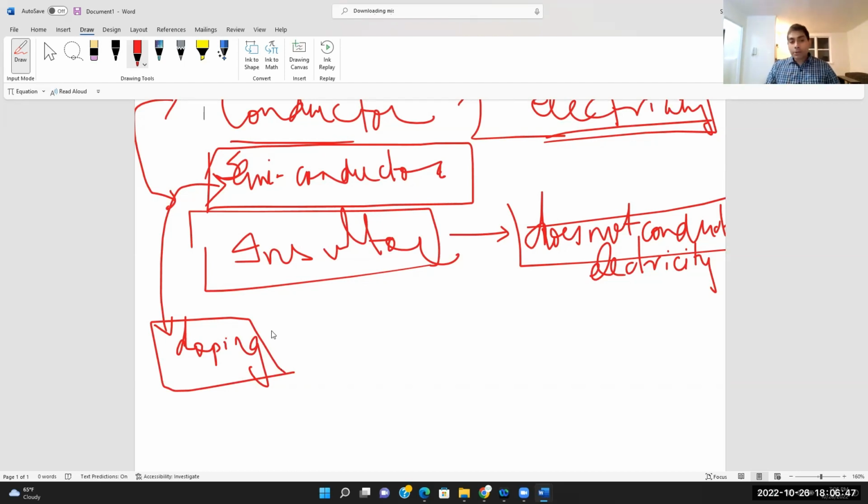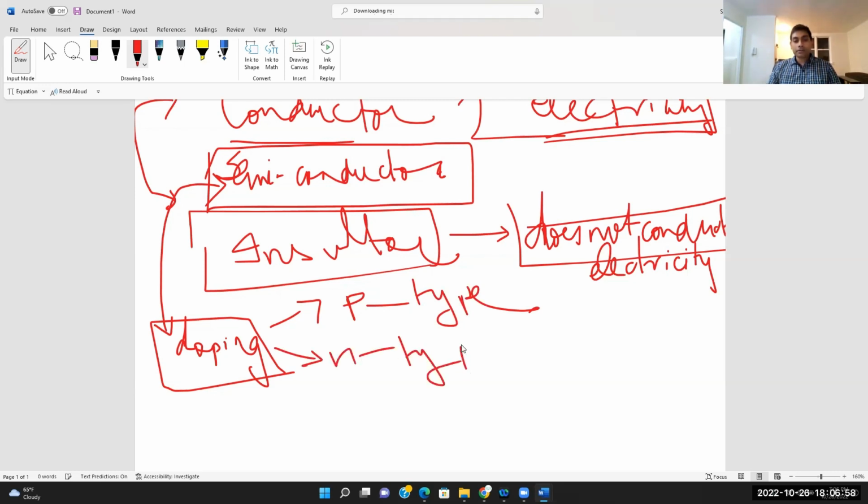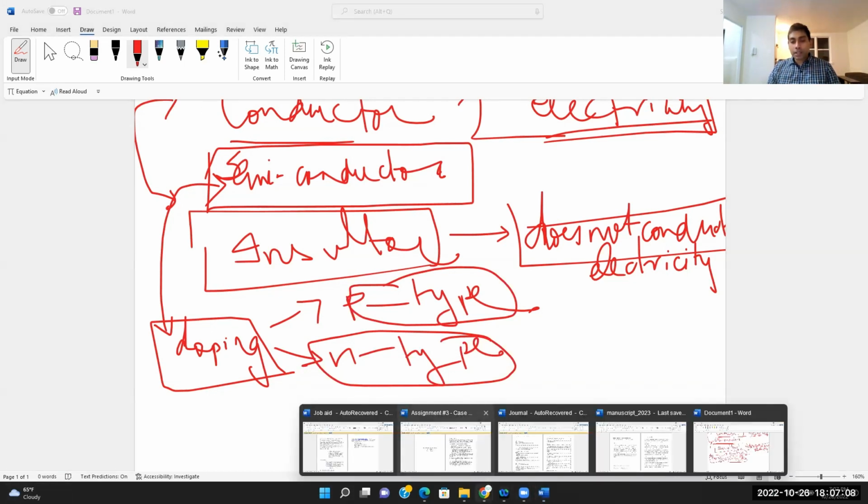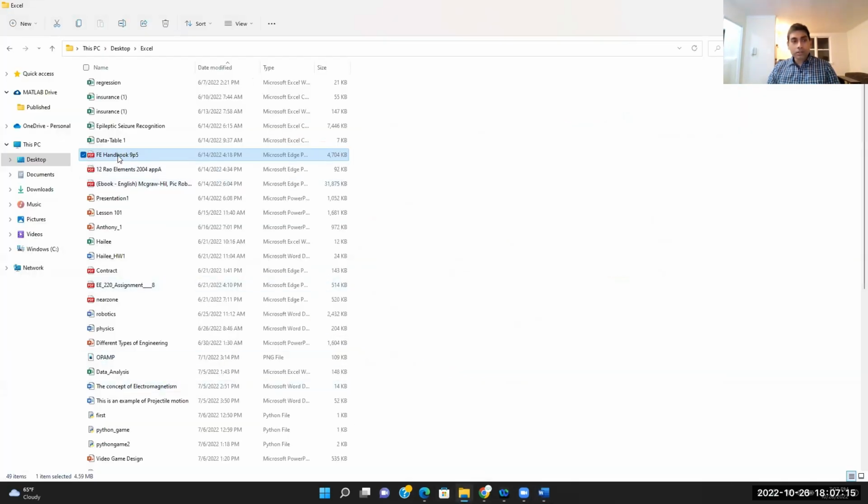Now, there could be two types of doping. One is p-type, and the other is n-type. Okay, so two types of doping: one is p-type, and the other is n-type. Now, if you're wondering how a p-type semiconductor works, let's look into some of the equations.